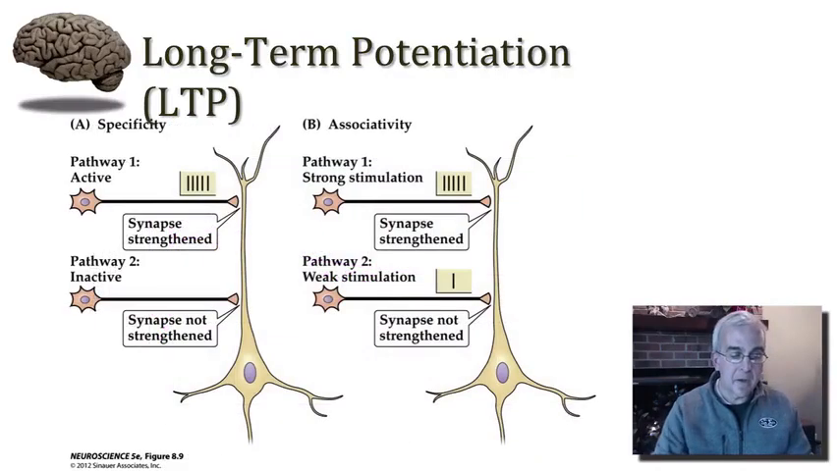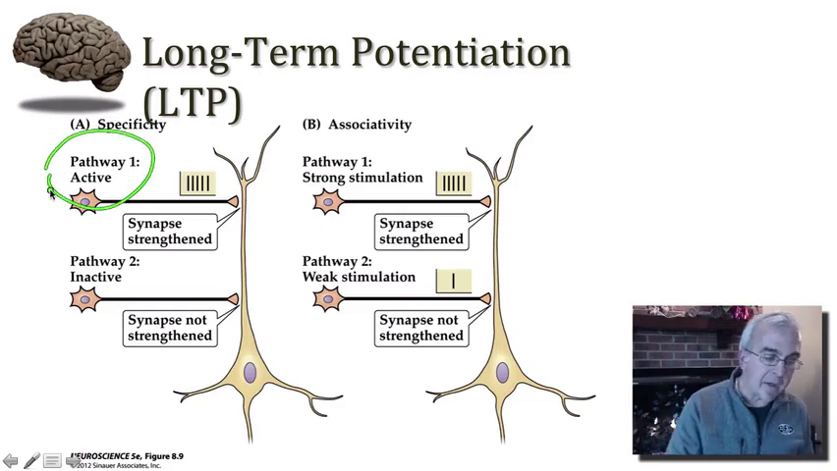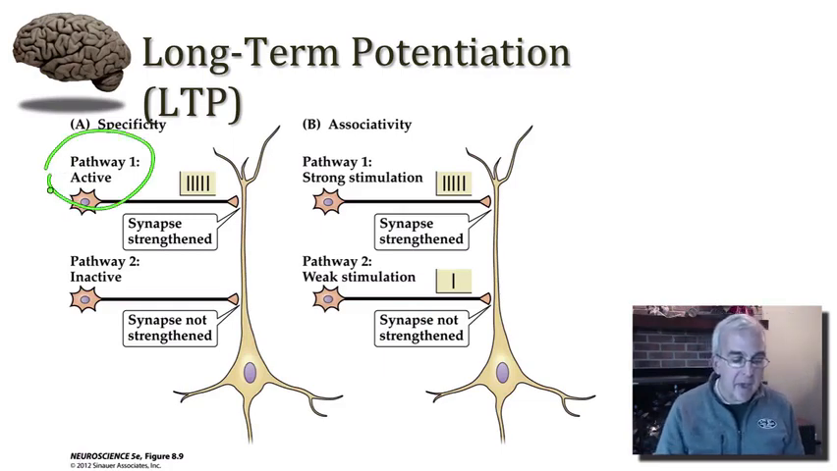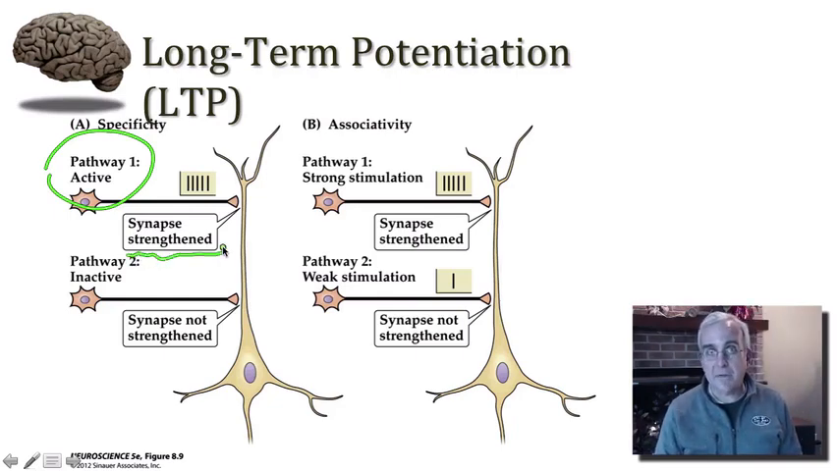Now let's consider a couple of properties of long-term potentiation that help us to understand some of the principles at play here. One principle is called specificity, and the other is associativity. Well, the principle of specificity means that in order for a pathway to be potentiated, it must be active. So imagine again the scenario where we have two pathways. One pathway is active and it's stimulated, and that synaptic connection is going to be strengthened with the application of that high-frequency burst of activity.